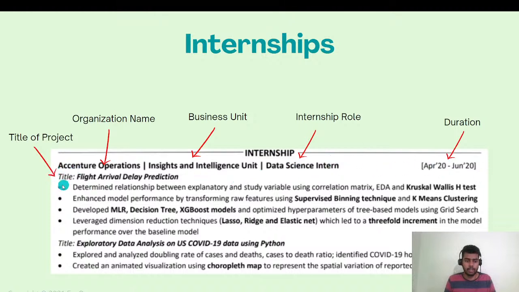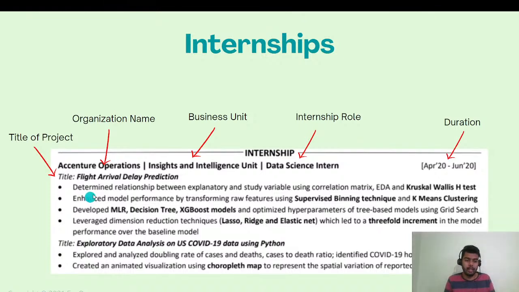the second line starts with the title of the project. Obviously many people make a mistake while writing the title of the project. People write deep learning project, machine learning project, data analytics project. That is not actually a title of a project. A title of a project means what the data set is all about and what the work related to the data set is.